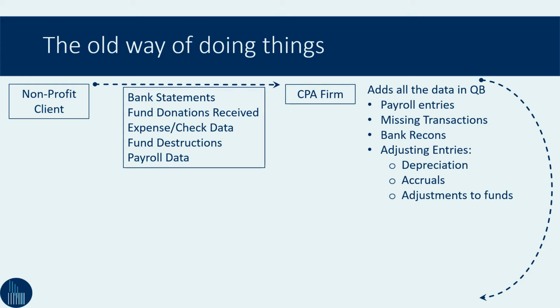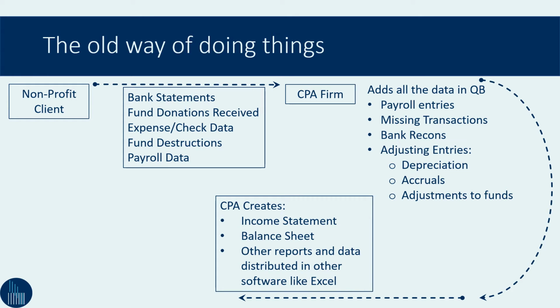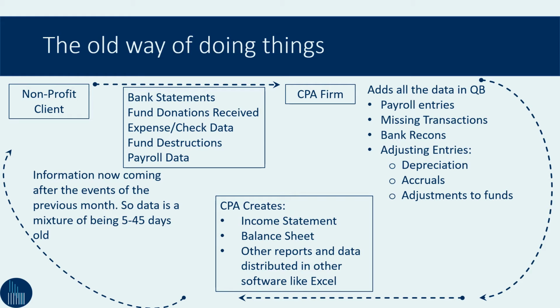There are usually clarifying questions that would happen and a go back and forth between the two parties. Finally, the financial reports would be sent over. The client would get an income statement and balance sheet. It most likely would not be in the nonprofit standards to show activity between with donor restrictions and without donor restrictions. Any other additional reports or analysis would most likely be done in Excel. The information is also coming after a certain period, which means it's already behind in helping the decision makers make their decisions.